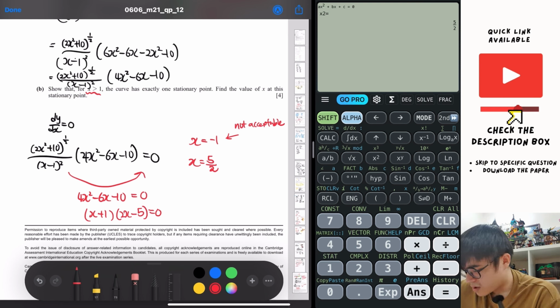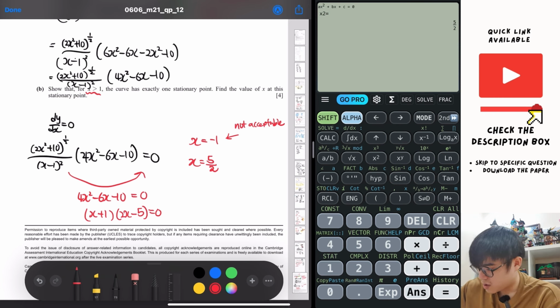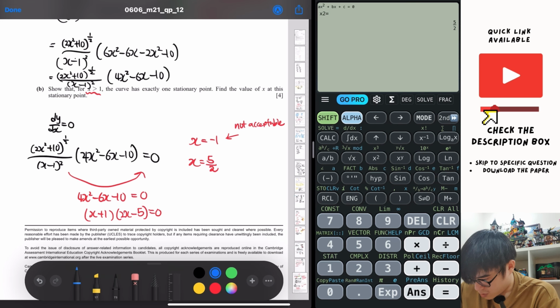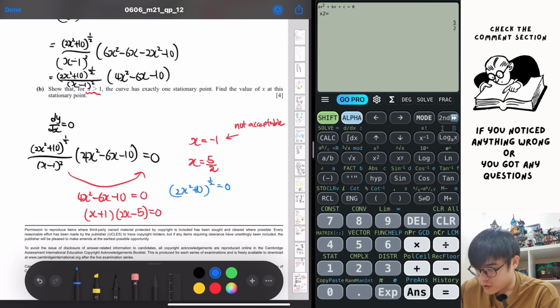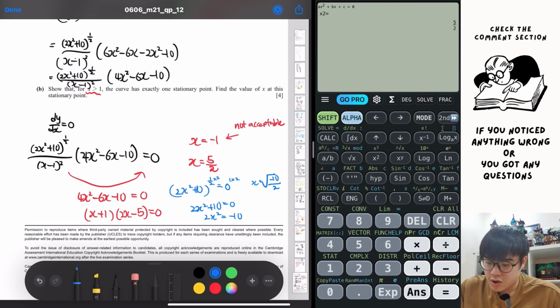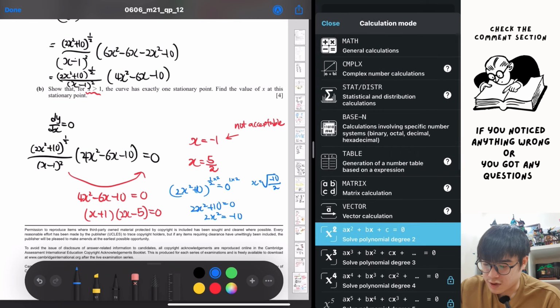And then the other one that we have is actually the 2x squared plus 10 to the power of 1/2 equals to 0. So I first square them both, and then I have 2x squared plus 10 equals to 0. 2x squared equals to -10. X equals to square root of -10/2. So you can actually verify this calculation here.